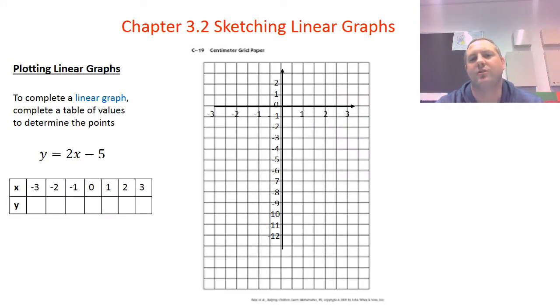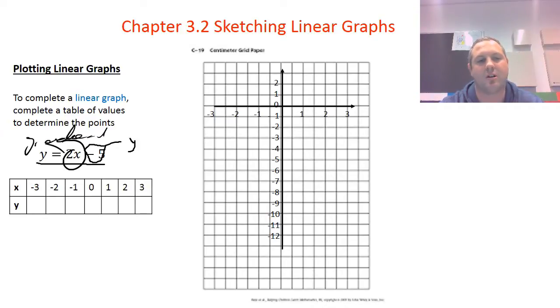Chapter 3.2, sketching linear graphs. Okay, so we're plotting linear graphs, which means we're plotting straight lines. Okay, there's two parts of these that we need to know in order to plot a straight line. The first thing is we're using our equation. Remembering the -5 is our y-intercept, so I'll just put a y there, and our 2x is going to be our gradient, which is our slope.